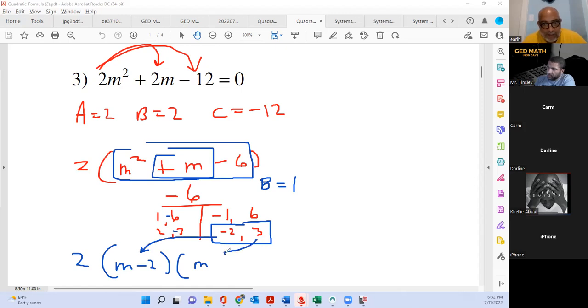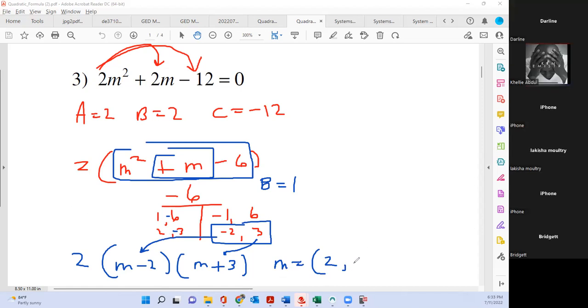What's going to be my second one? What kind of 3? Positive 3. That's how you factor a quadratic equation: 2 times m minus 2 times m plus 3. So what would be my solutions? What would solve this quadratic equation? m equals 2. And what else? Negative 3. Remember, you have to find the zeros, the opposite. Oh, right. Okay.